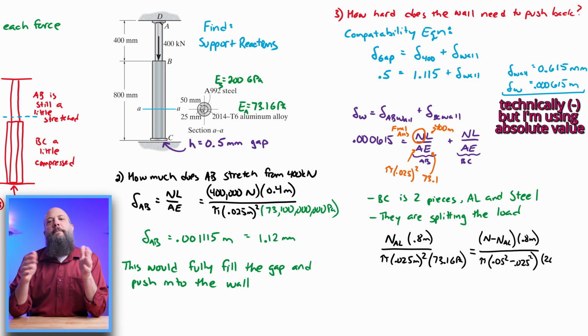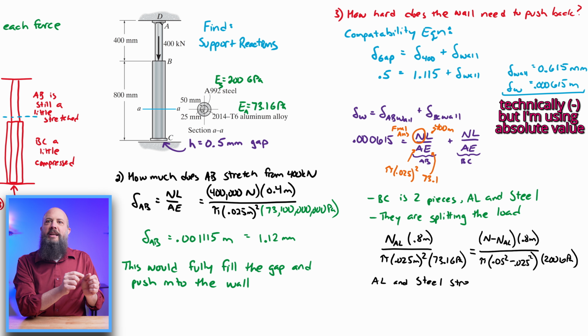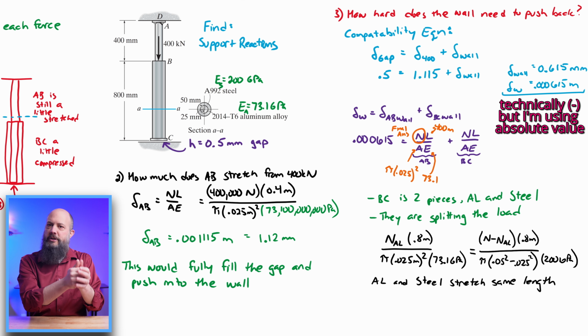In the numerator, I'm calling N aluminum the amount of force held by the aluminum, which means that the steel is N minus N aluminum. N being the total force from the wall minus N aluminum. So if the force from the wall is 100 kilonewtons and the aluminum is holding 10, then the steel is holding the other 90. That's how this is going to work.